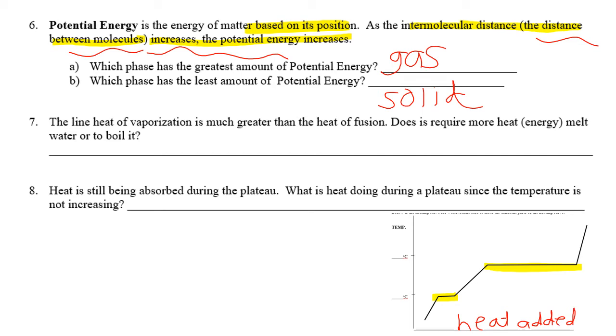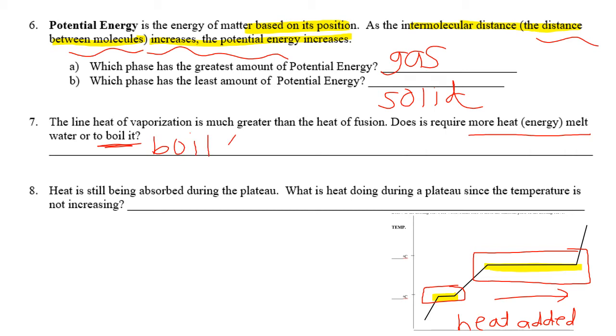And so we could see this plateau, the vaporization one, requires a lot more room on the x-axis than the melting one does. So it requires more heat to boil water or to vaporize it because it's a longer plateau.